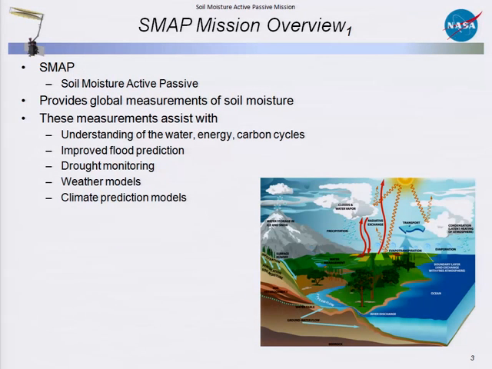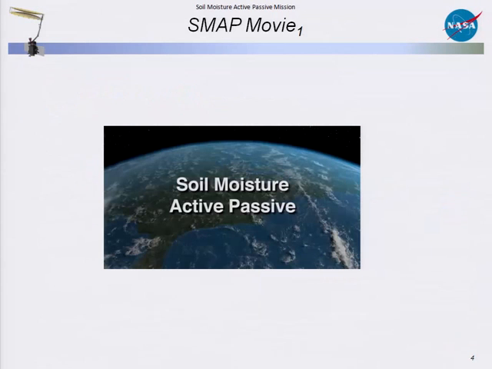Okay. So here's a little overview of the SMAP mission. It's an Earth Orbiter, and SMAP stands for Soil Moisture Active Passive. The overall goal of the mission is to provide measurements of soil moisture throughout the world. And there's a lot of benefits to getting that measurement: understanding the water cycle, the energy cycle, carbon cycles, help with weather prediction, flood prediction, and just assisting with climate models in general. So there's quite a few customers of the data.